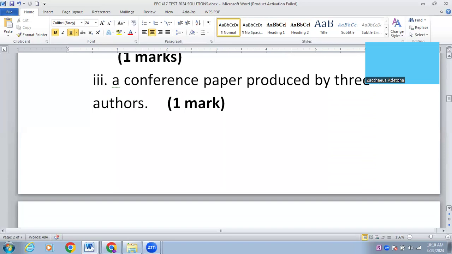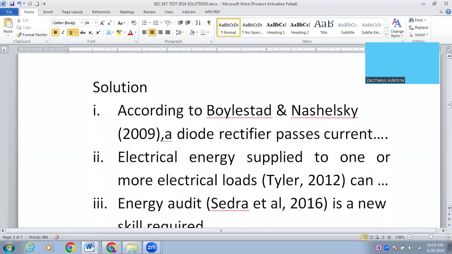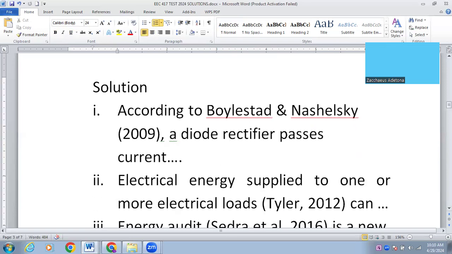So let's see the solution to the first one. We try to make a fictitious statement, whether technical or non-technical, and we put a citation in the statement. According to Boysard and Nashevsky, 2009, a diode rectifier passes current, and then it continues.